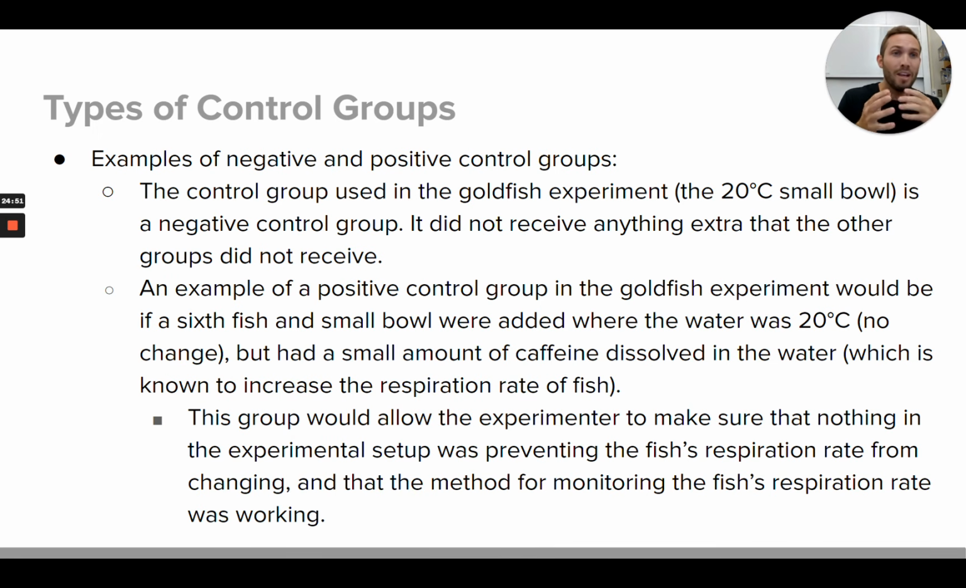Maybe it's too small of a bowl and it's really hindering their respiration rates from changing in a natural way because of water temperature. Or maybe the way I'm measuring their respiration rates, by visually counting how many times their gill flaps are opening, that I'm not actually doing that accurately. If I don't have this positive control group, I won't know for sure if everything I did and set up wasn't hugely affecting my data or incorrectly causing me to get bad data. So that's what a positive control group is.